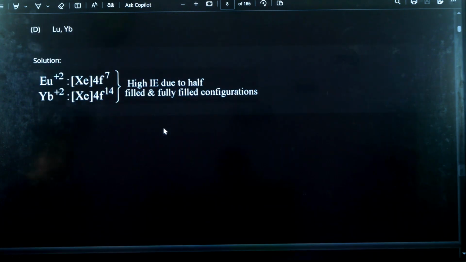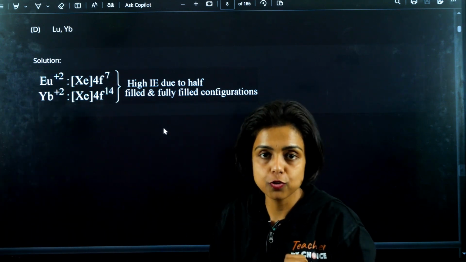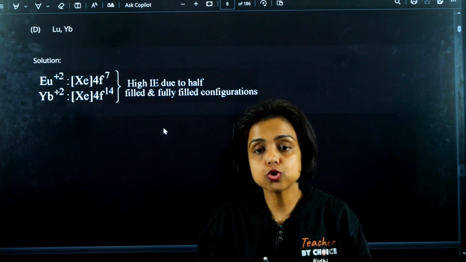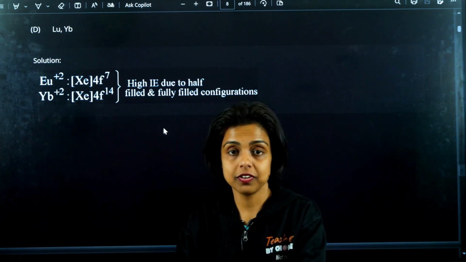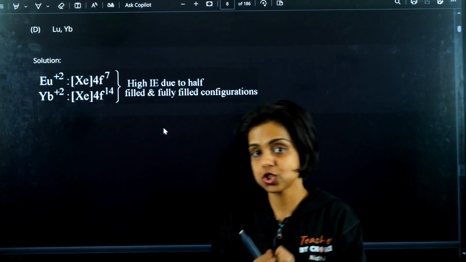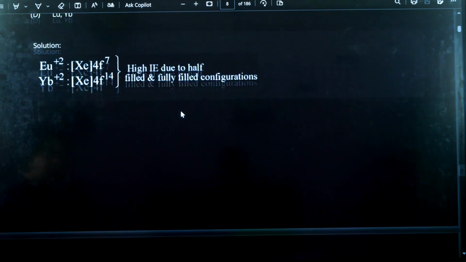You can see, guys, europium after losing 2 electrons has a half-filled configuration 4f7, whereas ytterbium after losing 2 electrons, Yb2 positive, is having fully filled f. So stable configuration, now it is difficult to remove the third electron, so they show very high third ionization energies, right? Because of the stable configuration.